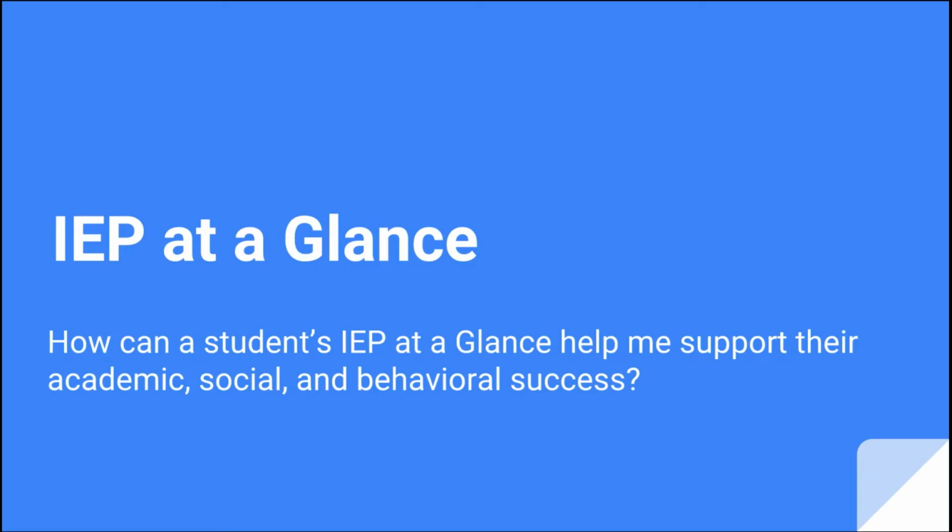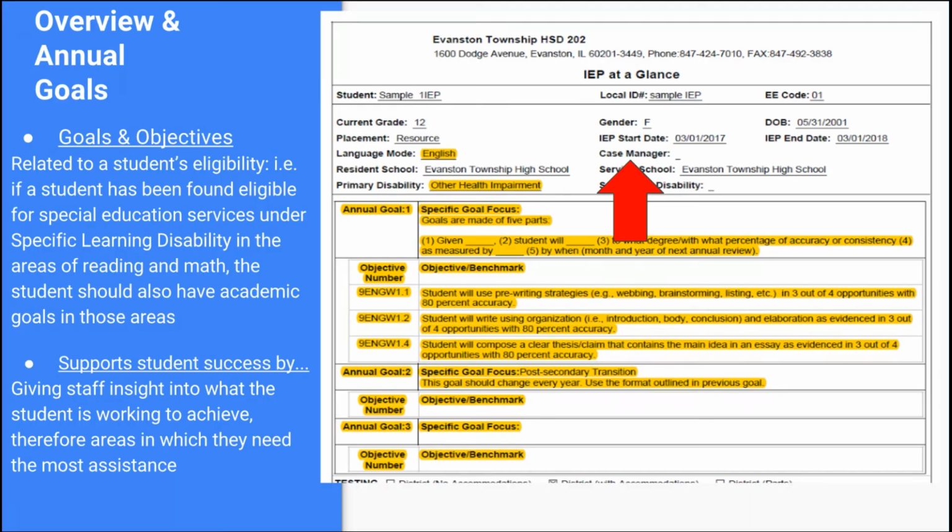So, how can a student's IEP at a glance help you support their academic, social, and behavioral success? This document should be available to you via TAC. It is typically uploaded by the student's case manager and includes information regarding student strengths and current academic, functional, social emotional, communication, and vocational performance. It includes students' annual goals and objectives and accommodations and/or modifications for both classroom and standardized testing.